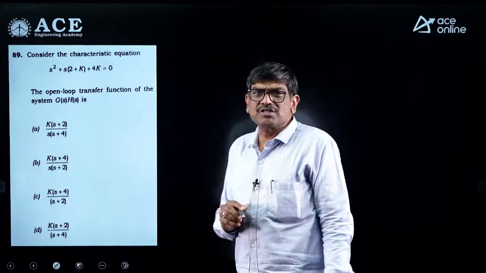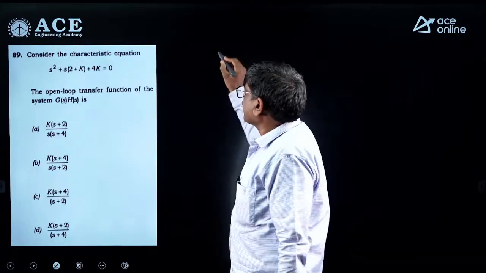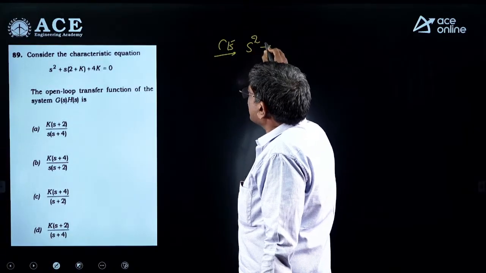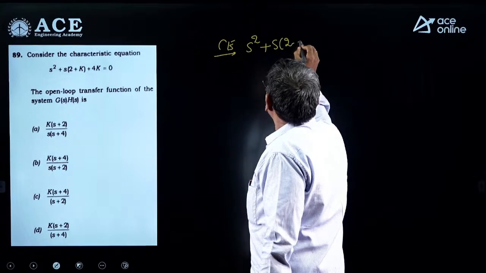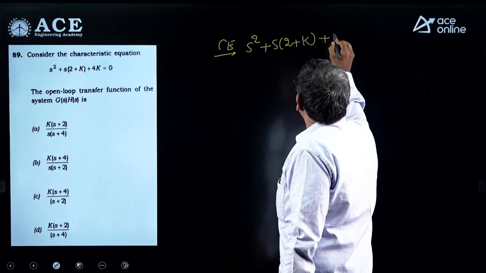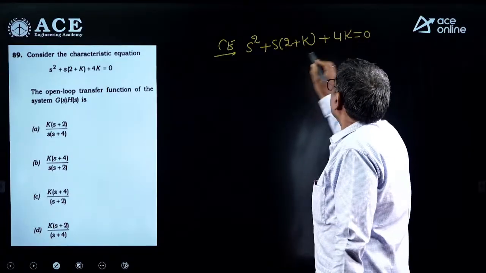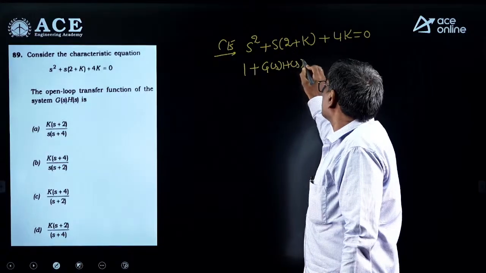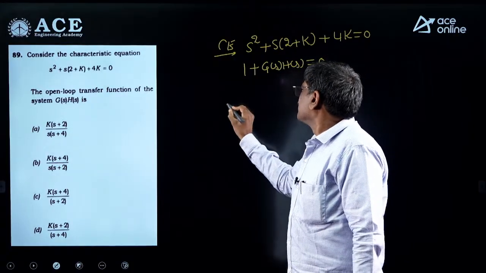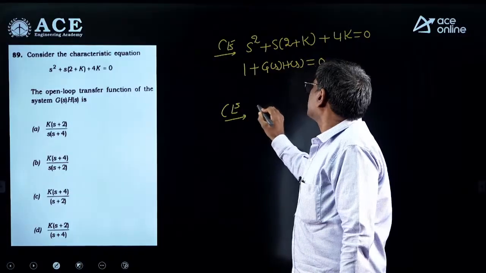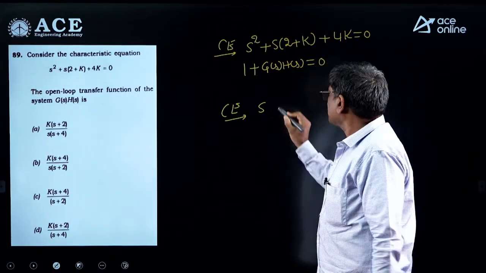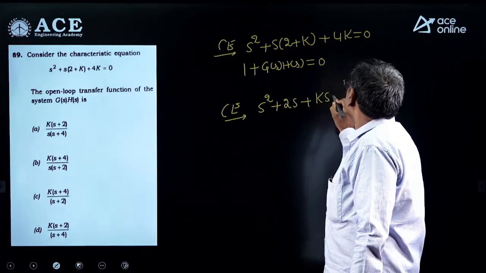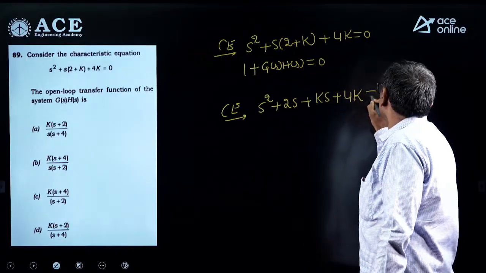So here this question belongs to root contour. Given a characteristic equation, it is asking simply G of S, H of S. The equation is S square plus S into 2 plus K plus 4K equal to 0. It is 1 plus G of S, H of S equal to 0. From this you have to get G of S, H of S. So here you separate S terms and K terms. So S square plus 2S plus KS plus 4K equal to 0.